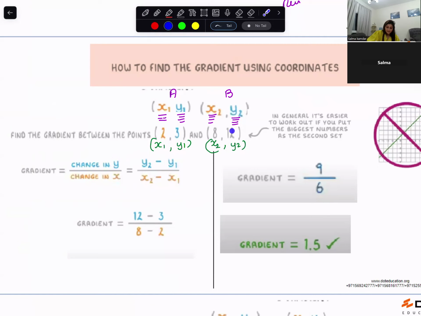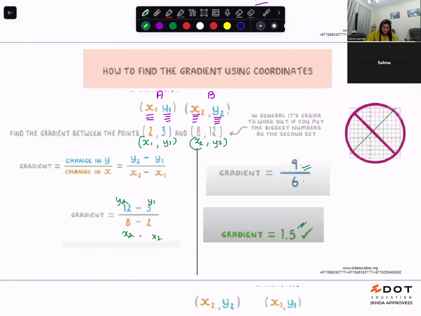Now I said my y2 is 12. y1 is 3. 12 minus 3 over x2 is 8, x1 is 2. So y2 minus y1 over x2 minus x1. So this would give me my gradient of 9 over 6. And if you put it on the calculator, you will get your gradient as 1.5.